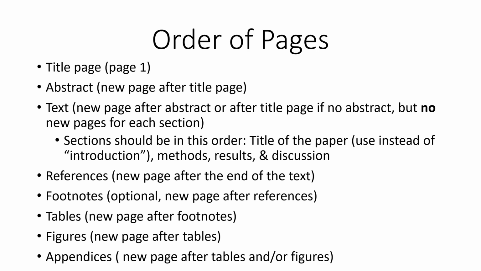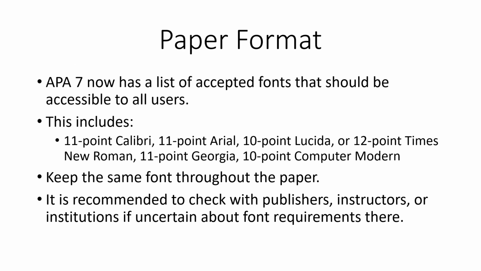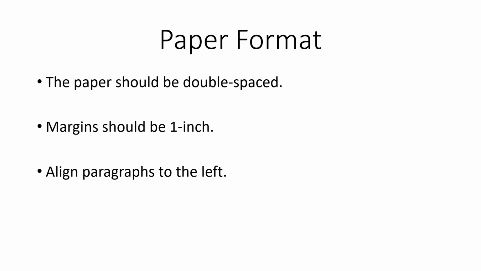This is followed by any footnotes, tables, figures, and appendices, which might include, say, a specific task given to your participant. APA 7 does have a list of different fonts and font sizes you are allowed to use, so feel free to use any of these listed. Just make sure to keep the same font throughout your paper. It's always good to check with publishers, instructors, or institutions if you're uncertain about font requirements, but I'm personally fine with any of these. And lastly, please make sure that your paper is double-spaced with 1-inch margins and all papers are aligned to the left.